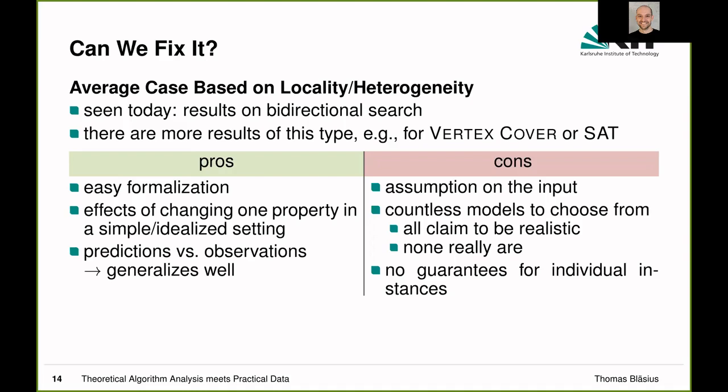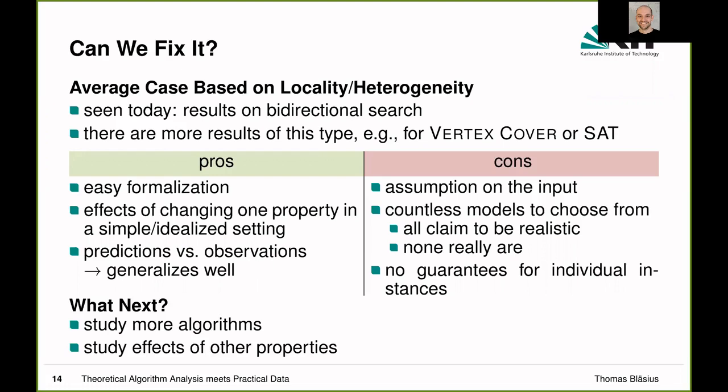The core question of whether this is a good approach or not is, I think, whether the results generalize well to non-prototypical instances, whether they generalize well to real-world instances or not. And I hope I convinced you, at least for the bidirectional search, this works quite well. So the prediction versus observation part works out nicely for this type of analysis, at least for the bidirectional search.